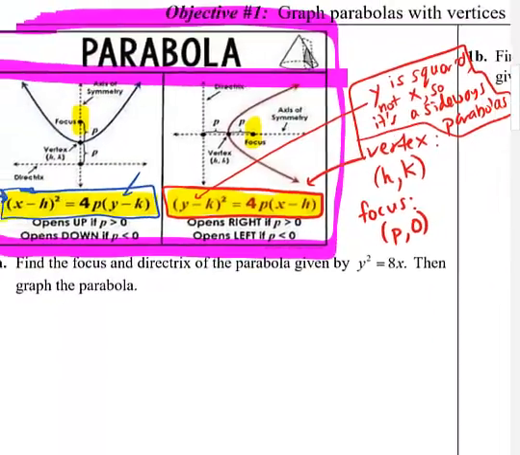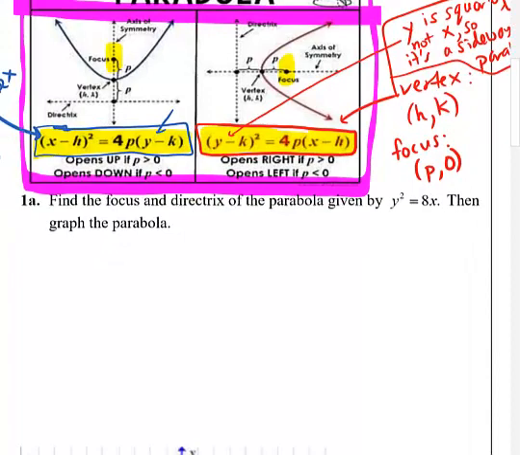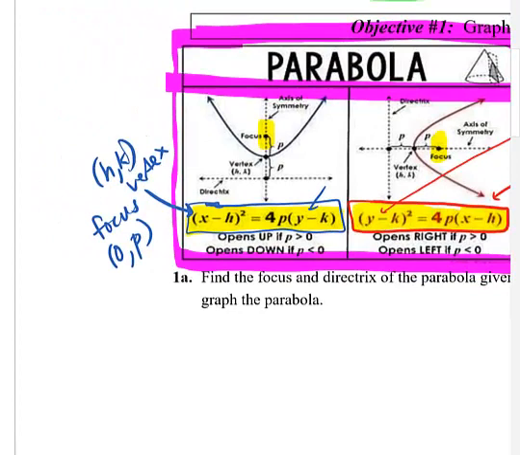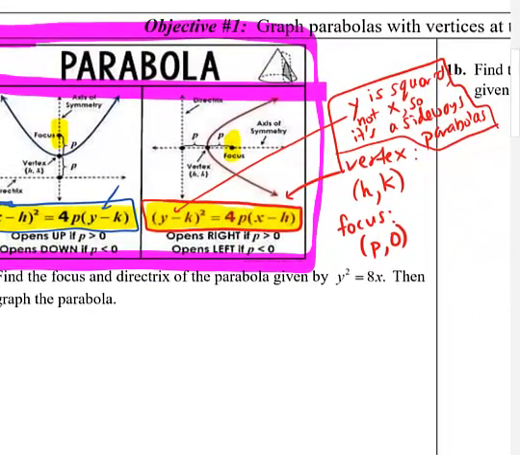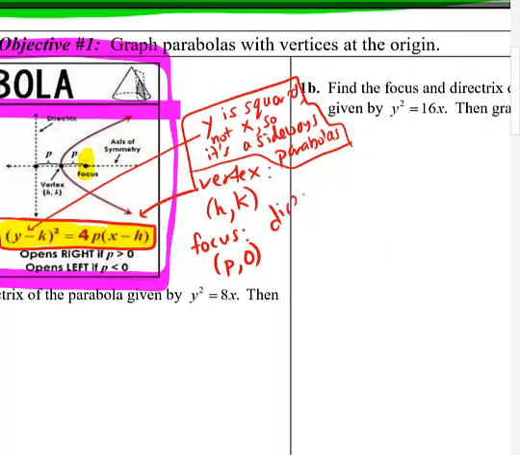Let's look at this first one, 1a. Find the focus and directrix of the parabola given by... Oh, sorry, we didn't mention the directrix. The directrix, for the vertical parabolas, the ones that open up and down, is the line y equals negative p. But if it's a type that opens left or right, then the directrix should be x equals negative p.